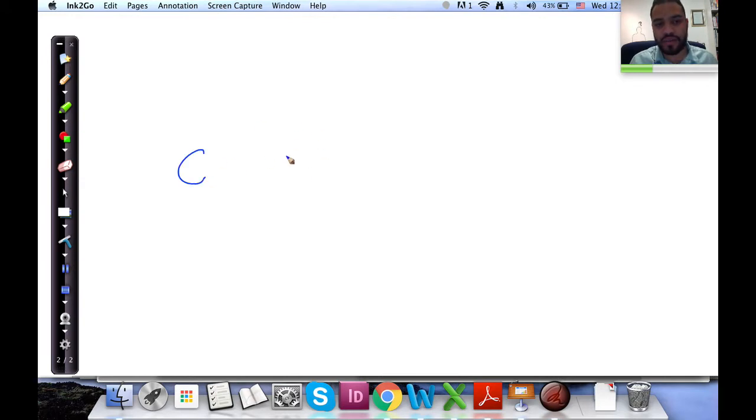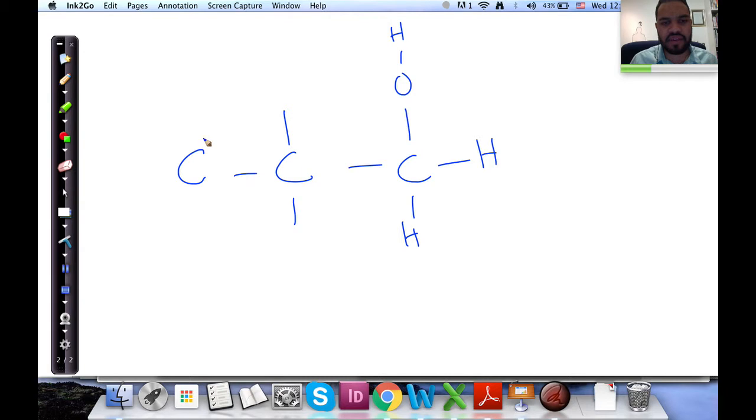So I'm going to place 1, 2, 3 carbons over there, and I'm going to have an oxygen bonded to a hydrogen over there. I'm going to place a hydrogen over here, over there, and I have my 4 bonds around each carbon. And now, as you can see, I've got a hydrogen everywhere. Okay, and so let's name this.